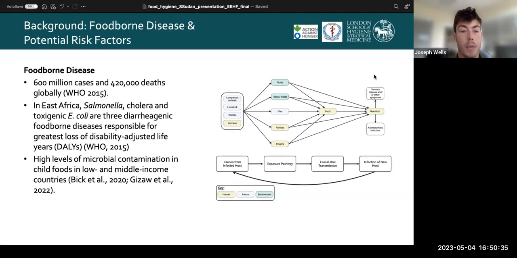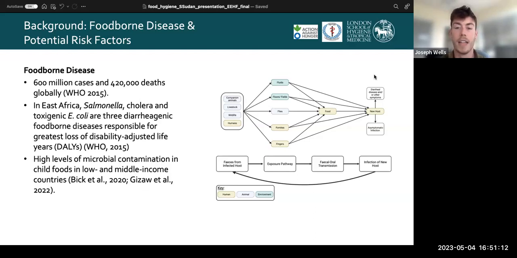Foodborne disease is one of the major causes of diarrheal disease, with foodborne diseases causing over 600 million cases and 420,000 deaths globally. And in East Africa, Salmonella, cholera, and toxigenic E. coli are three of the diarrheogenic foodborne diseases responsible for the greatest loss of DALYs. And studies in low and middle income countries have found that child foods are contaminated with high levels of microbes, including E. coli.